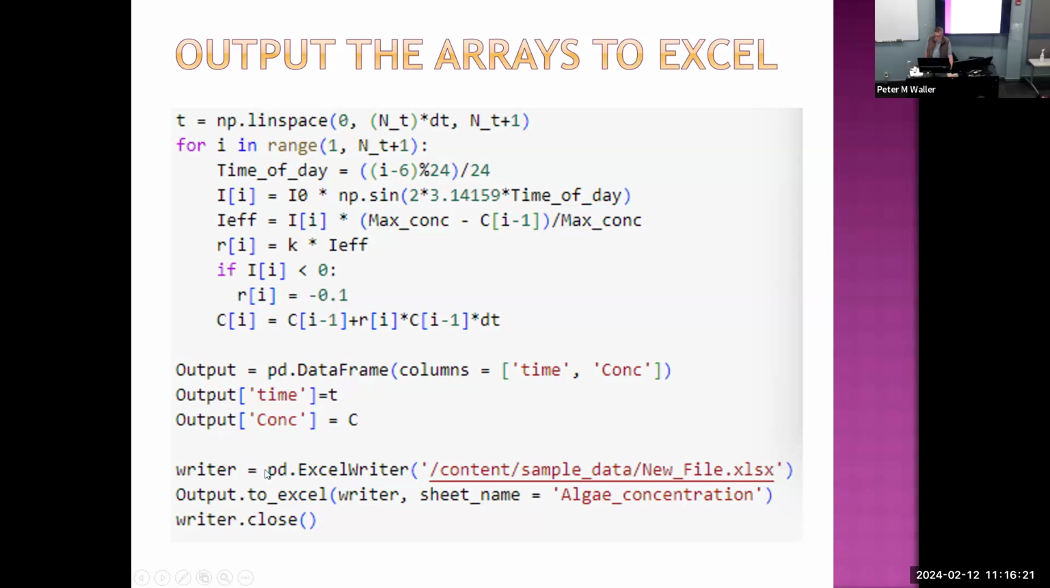And so I'm defining this writer. That's the location I'm going to send it to and the file name. And then I'm going to say output.toExcel, and it's going to output it to the writer, which is the location. And I'm going to give it the sheet name algae concentration. And it's very important that you write writer.close and then brackets. Otherwise, the Excel file won't work.